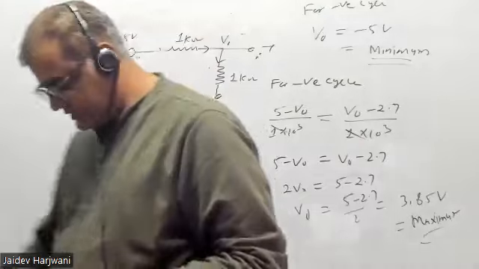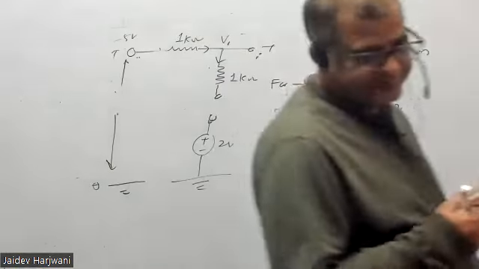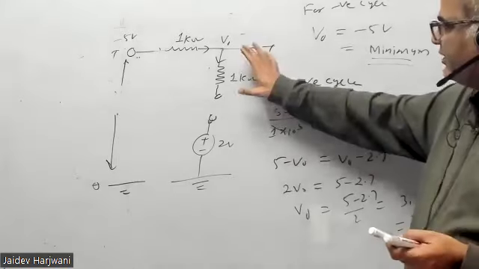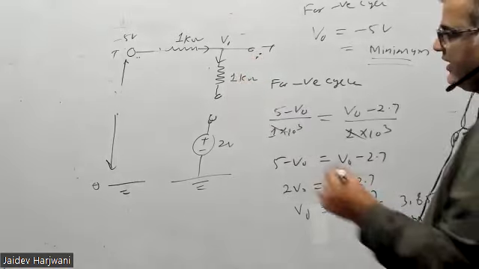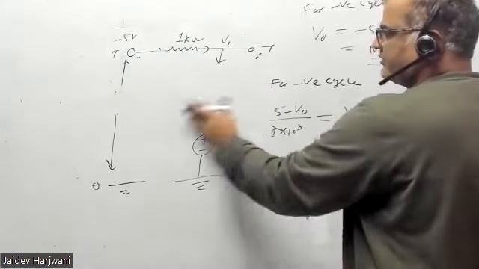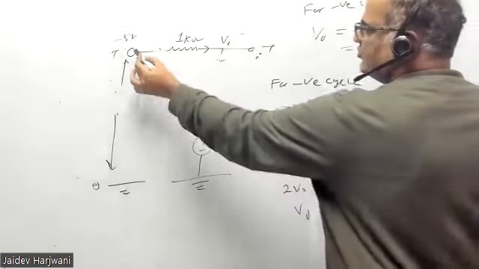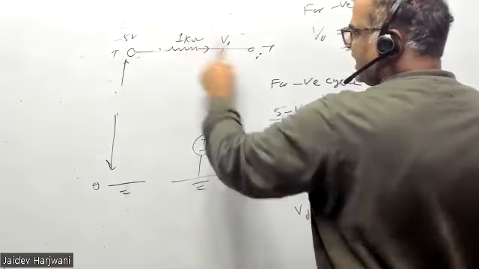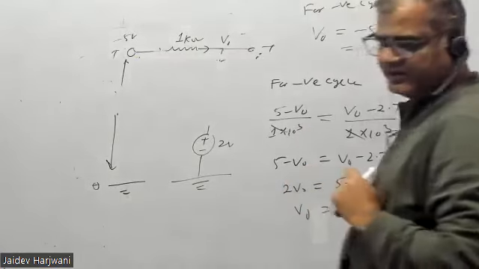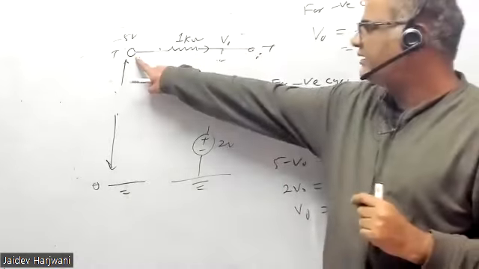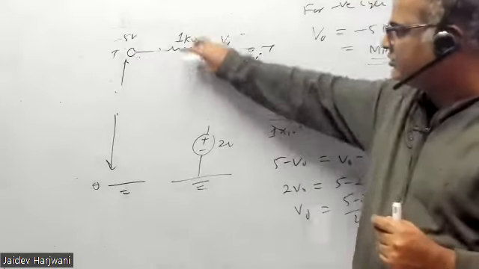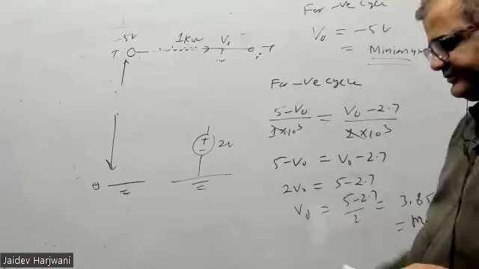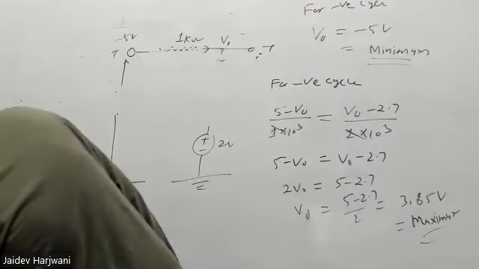I hope the question is clear. Sir, in the negative half cycle nothing is coming to the load, so it should be zero, no? In the negative cycle the path is open, so current does not flow and there is no drop. The source is there but current is not there, so this drop is not there. This same voltage is actually coming here, so it is -5 volt.